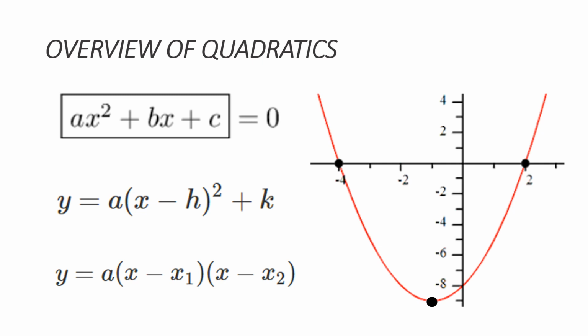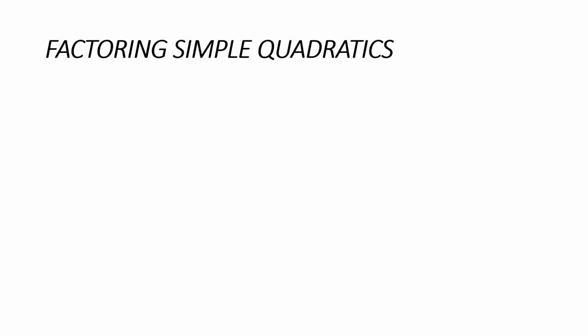And then lastly, another form we could see a quadratic in is in terms of the zeros. x sub 1 and x sub 2 are zeros in this case. And this is how we can figure out the zeros, as we just set these factors equal to 0. Now we're going to be going into the factoring of simple quadratics. One example that I have here is x squared plus 7x plus 10.